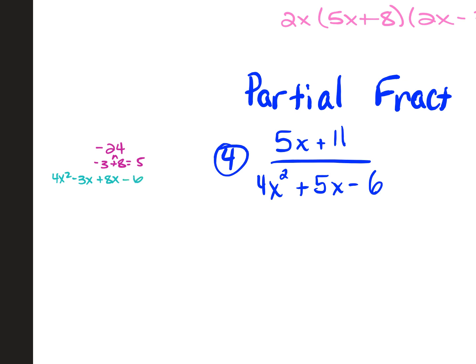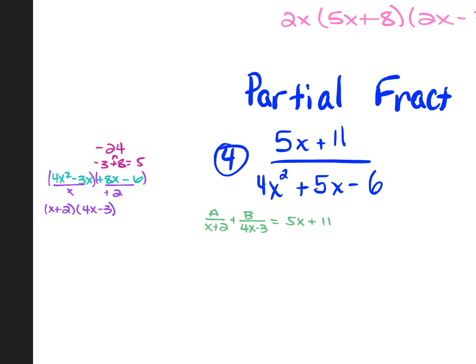You're going to factor this by grouping. Factor out an x from the first, factor out a 2 from the second. That gives you (x plus 2) times (4x minus 3). This is completely factored now. So this is going to give you your A over x plus 2 plus B over 4x minus 3 is equal to the 5x plus 11.